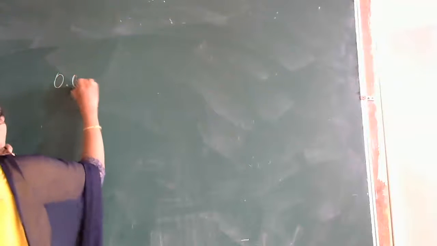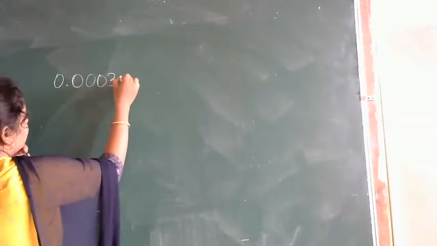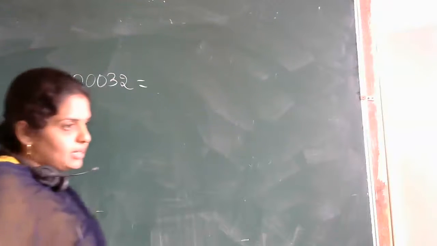So what happens if it is a decimal point? So here we will take example like that is 0.00032. Anything you can take, any number you can take here. So I have taken here 0.00032. How I can express this? I can express this as, can anybody tell me? Just try.